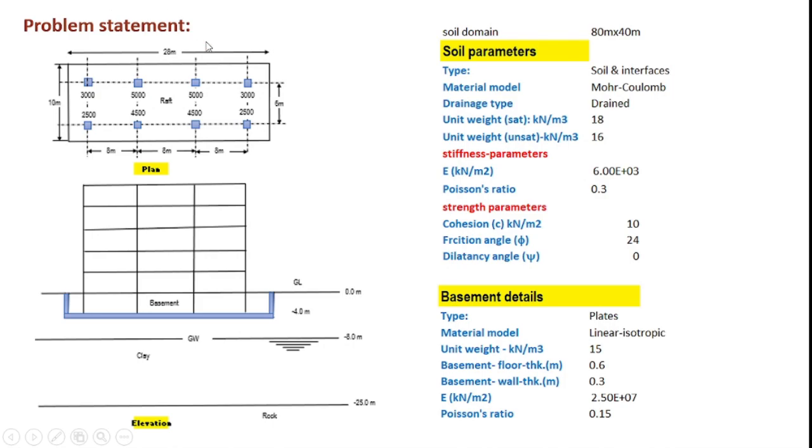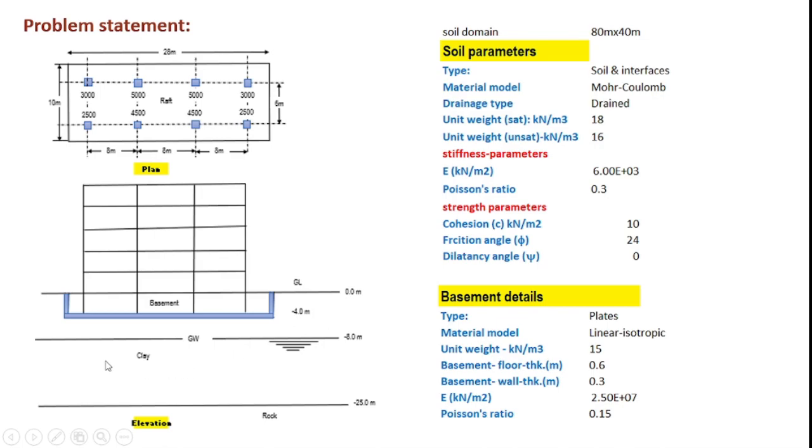So the Raft foundation provided for a 5-story structure with a basement floor is shown here. The raft is of size 28 meters by 10 meters. As you can see, it is essentially an 8-column structure, and the center to center of columns in the longitudinal direction is 8 meters and in the transverse direction it is 6 meters. So the raft is supported at a level 4 meters below the ground level.